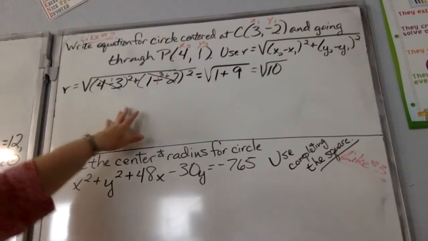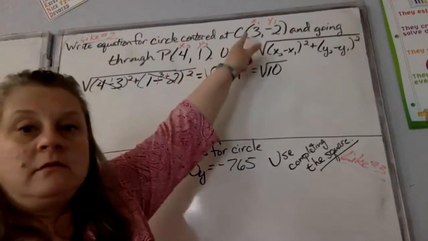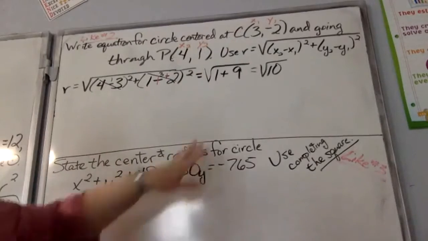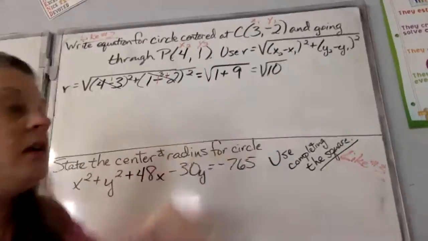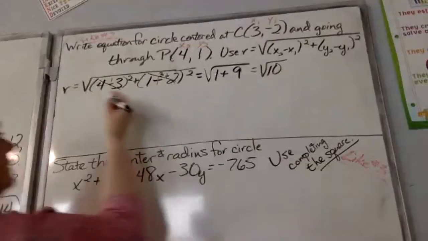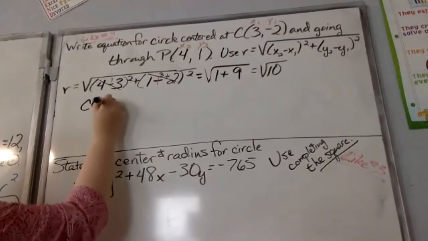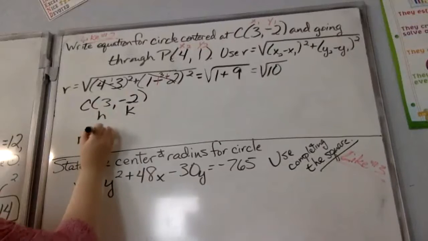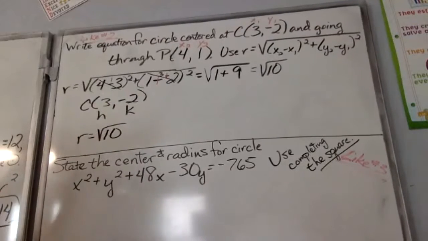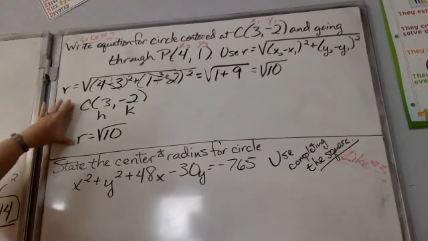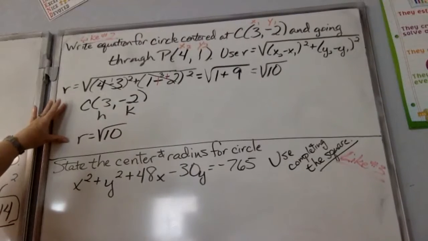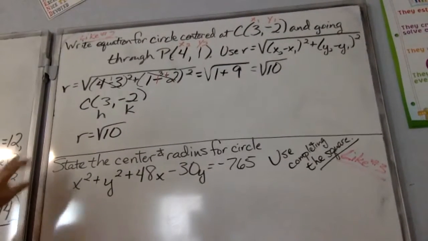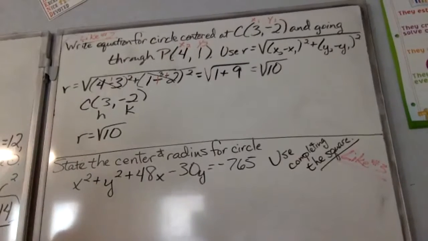So now I have my center of my circle. Remember, the center of your circle is your H and your K, and my radius is R. So I have my center, which was 3, -2. That's my H, that's my K. And I have my radius that we just found was square root of 10. So what we're going to do is plug these into the formula just like I did on the example for number 4. From here, it's like what we just did on number 4.